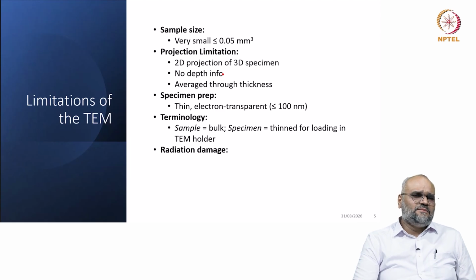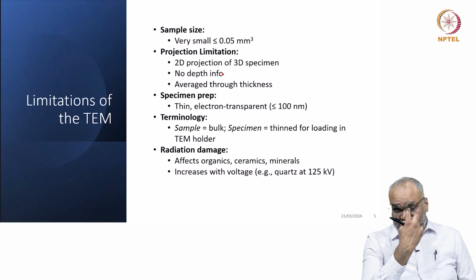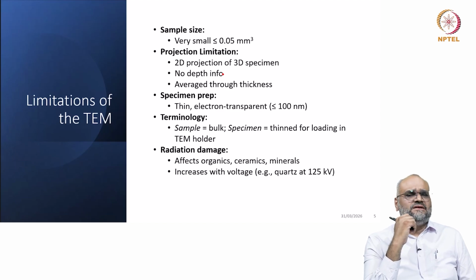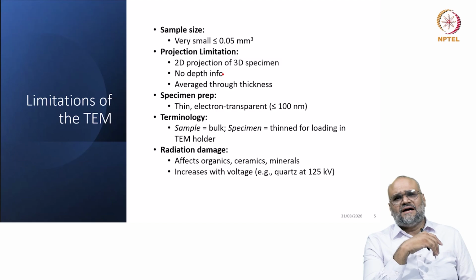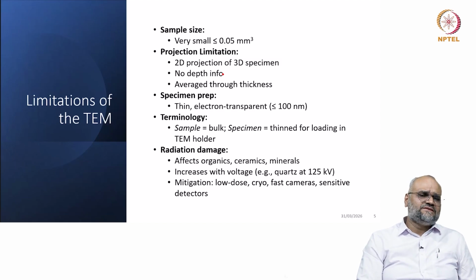Then you have the problem of radiation damage. It affects largely organics, ceramics, minerals, and in some cases even metallic samples. As an example, the radiation damage increases with accelerating voltage, and quartz is one of the cases where the threshold for beam damage is at around 125 kilovolt. For carbon, it is 86 kilo electron volt, and so on. So you can mitigate the radiation damage by using suitable low dose techniques. There are cryo techniques. You can use fast cameras and sensitive detectors to get information of a material before you lose the material under the electron beam.